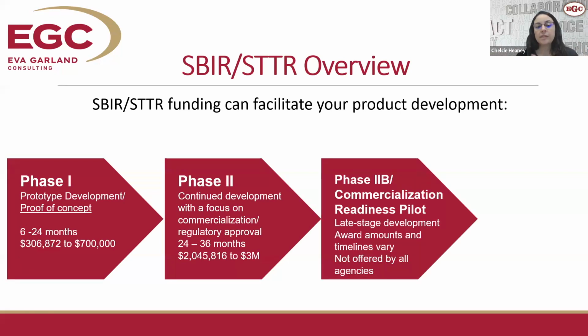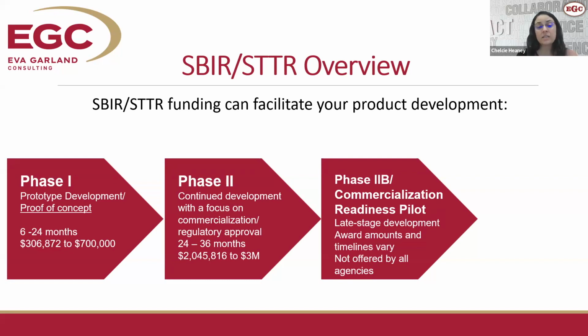After phase 2, some agencies do offer what's called phase 2B or commercialization readiness pilots. And these are funds that typically help to support later stage development, later clinical trials, and really here, the award amounts and timelines vary. And again, it is not offered by all agencies. This is something that NIH does offer.